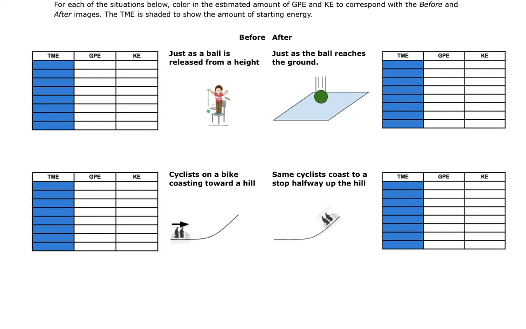So we've got our little kid here standing on a chair. I hope he's okay. And he's dropping something. I'm not sure what he's dropping. It looks like it's a ball. It looks like he has a feather in his other hand, but let's just worry about the ball. And then we're going to look at what the energy is right as the ball hits the ground.